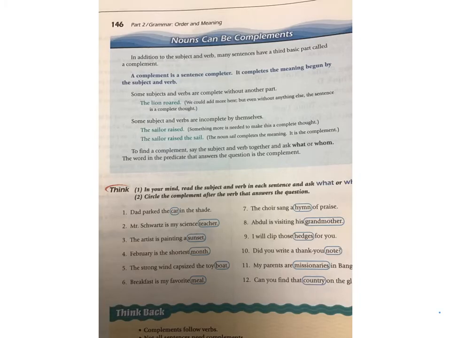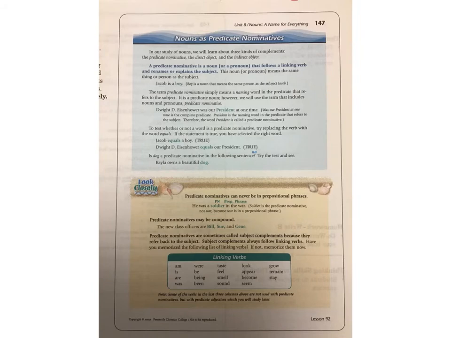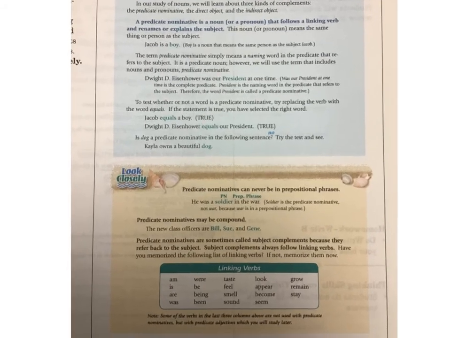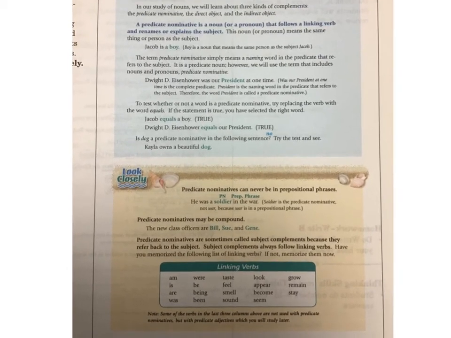And we're going to be looking at nouns as predicate nominatives. Okay, nouns as predicate nominatives. So I'm going to briefly read the rule to you in blue, there at the top. It says this: a predicate nominative is a noun or a pronoun that follows a linking verb and renames or explains the subject. This noun or pronoun means the same thing or person as the subject.